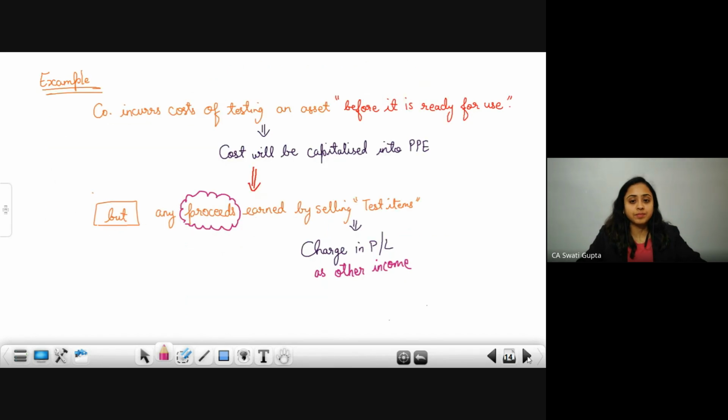Next. Okay, we've already read this. For example, a cost is incurred for testing before it's ready for use. It will be capitalized, but any proceeds that have been earned by selling those items will be charged to PL as any other income. We've already discussed this example. Okay, next.